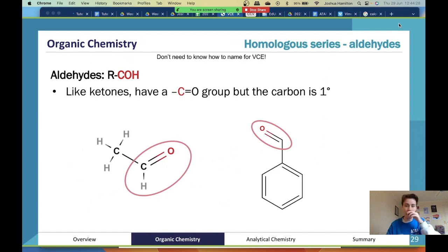Now, aldehydes, on the other hand, are the same thing, but they're on the end. So they're always primary. Instead of having a primary alcohol and a secondary alcohol, and instead of having a primary carbonyl and a secondary carbonyl, we have an aldehyde and a ketone. They've got their own names.